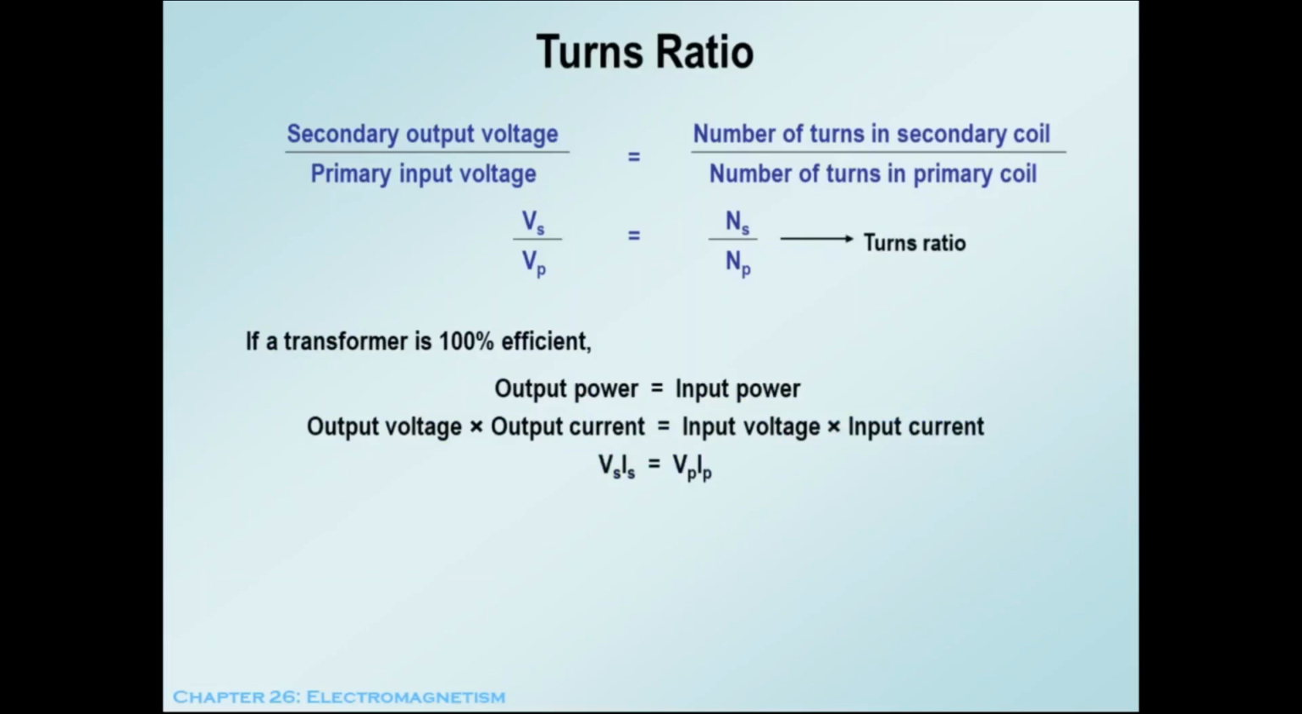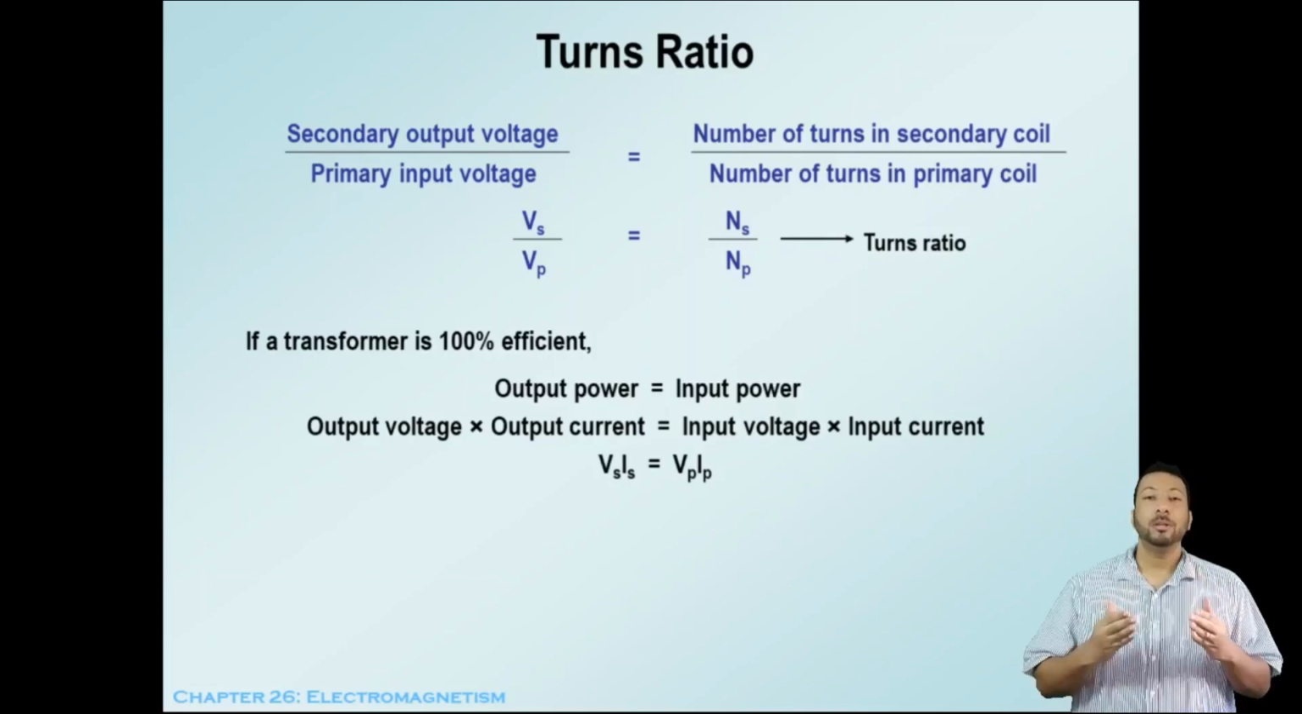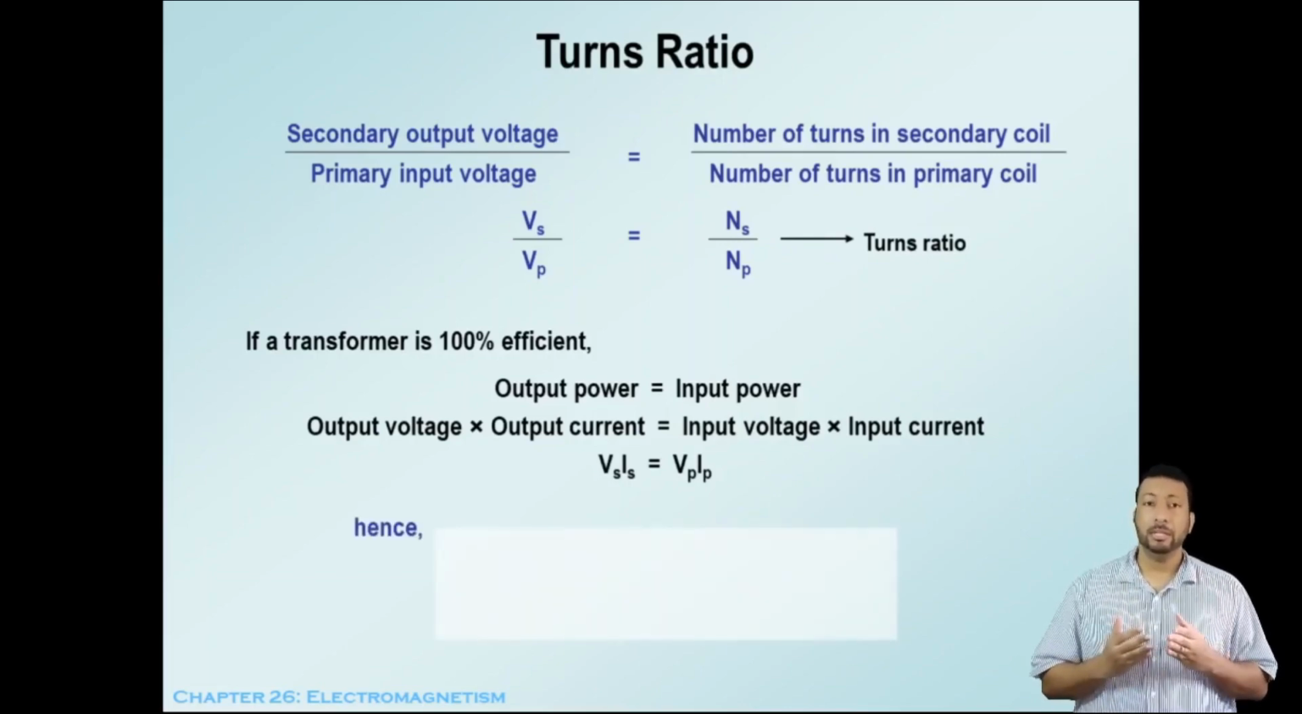Next, we should know that if a transformer is 100% efficient, in theory, the output power will be equal to the input power. So, from the formula we've previously learned about electricity, P equals IV, power is equal to current times voltage. So the output voltage multiplied by the output current will be equal to the input voltage multiplied by the input current. So, we have our second formula here, Vs Is equals Vp Ip.